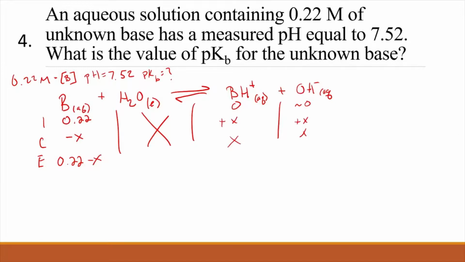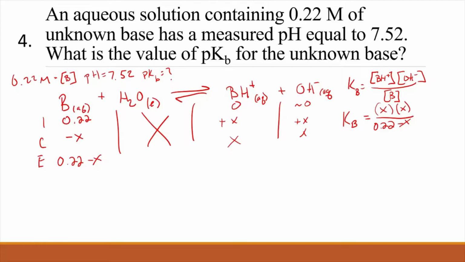So let's write our equation for Kb. Kb is equal to our concentration of BH plus times OH minus divided by our concentration of base. So plugging in what we know, we have X times X over 0.22 minus X. We are looking for Kb. So let's just keep this Kb equation in the back of our heads because we really can't do anything. We don't know what X is and we don't know what Kb is. So we need to first figure out what X is.